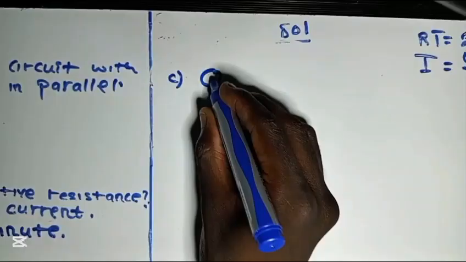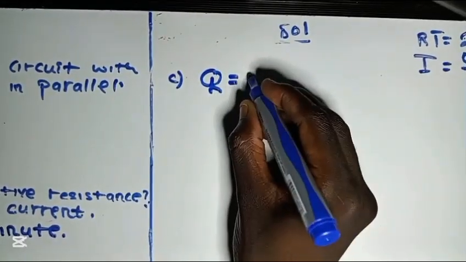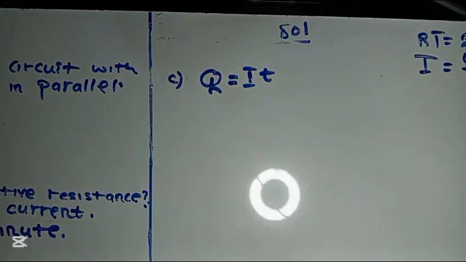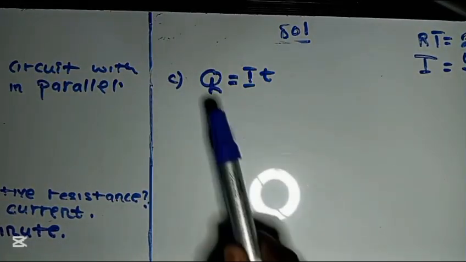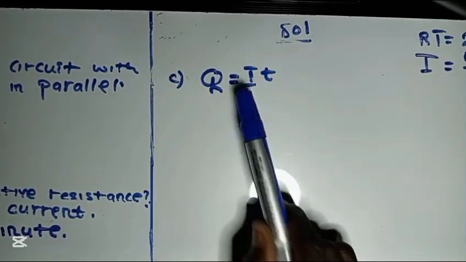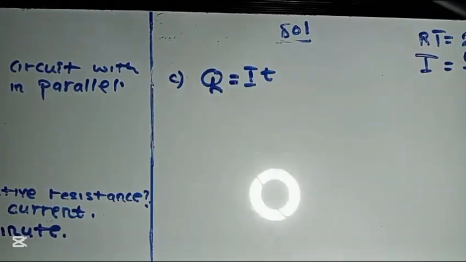So charge, the formula is charge is equal to current multiplied by time. That is the formula for charge. So the capital letter Q we see right here means charge, then I, current, multiplied by time.